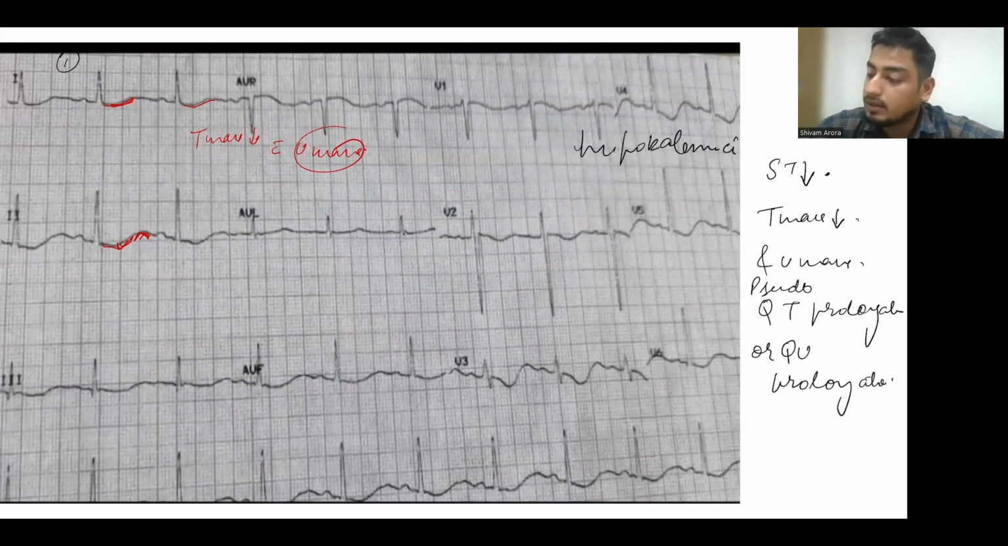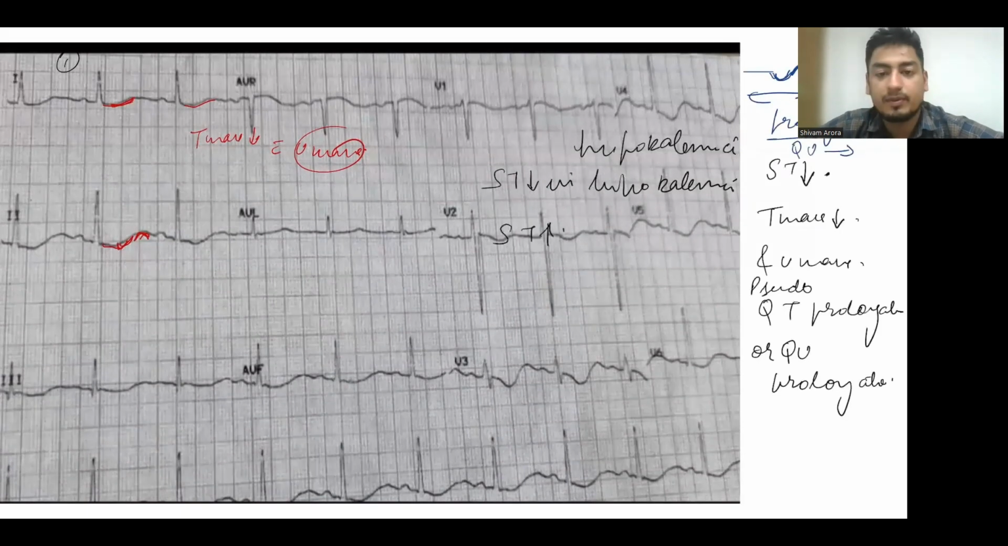Okay. So what happens is that there is this ST segment with inverted T wave and a U wave. The QT segment appears to be prolonged, but actually it is a QU segment which is prolonged. So we call it pseudo QT prolongation. So we can see that the ST segment depresses in hypokalemia, while in hyperkalemia there is ST elevation. Clear?